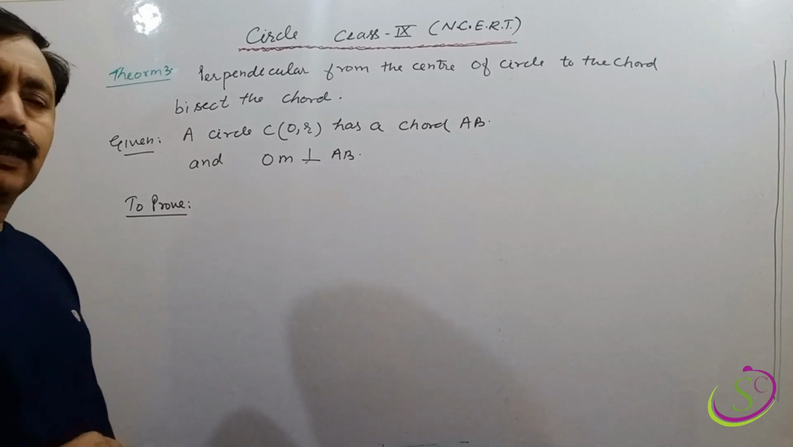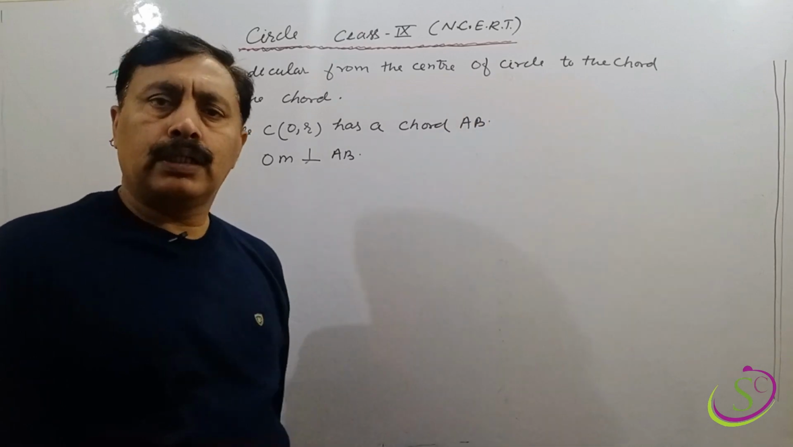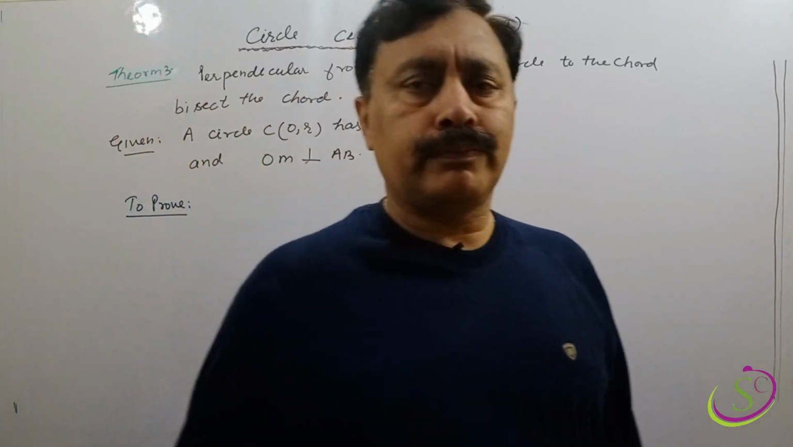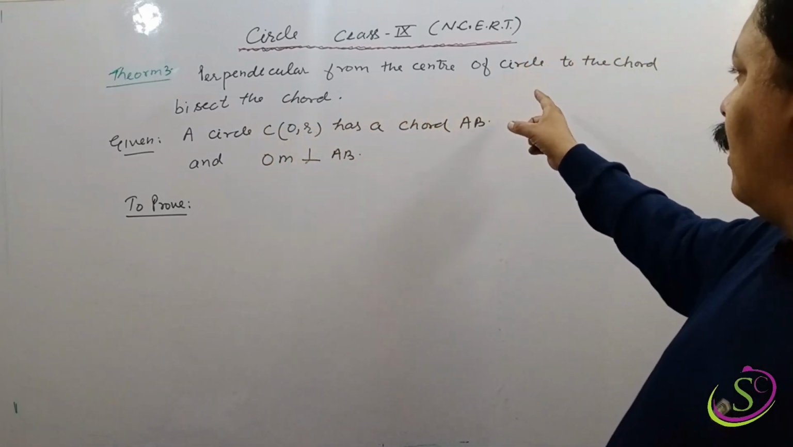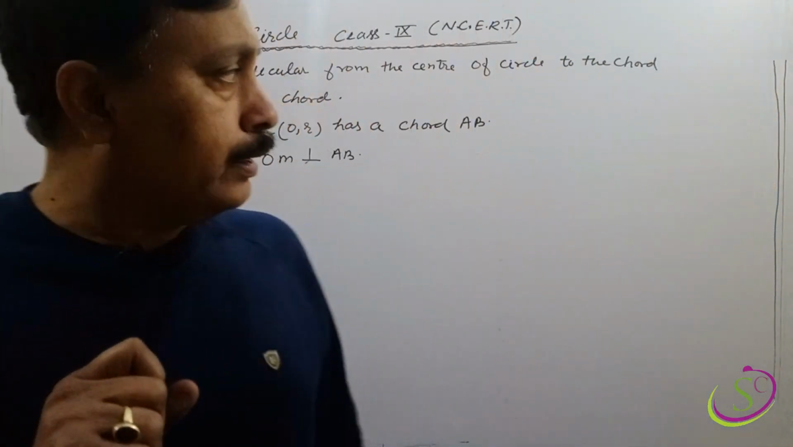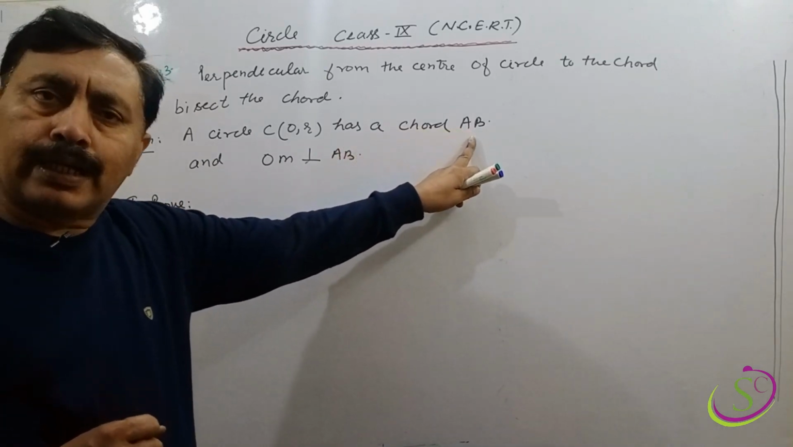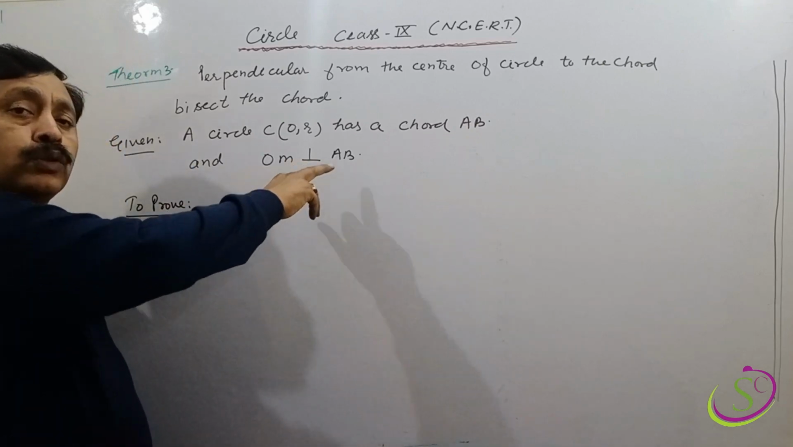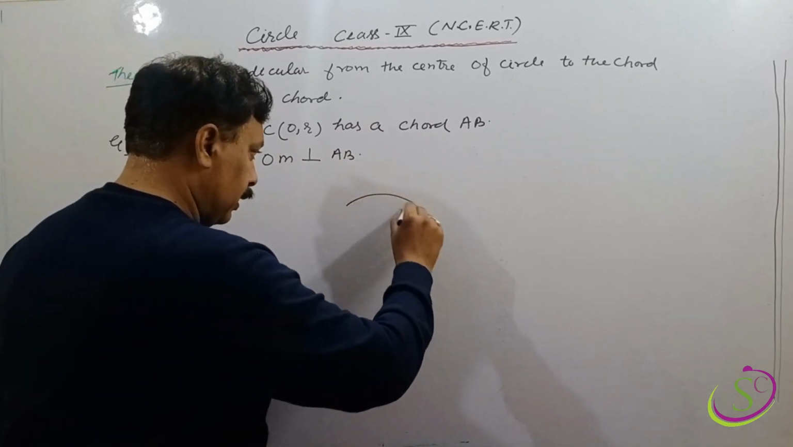Now theorem number three: the perpendicular from the center of the circle to a chord bisects the chord. A very important theorem, an interesting theorem. Again I am repeating, the perpendicular from the center of the circle to the chord bisects the chord. Clear? The given portion is, a circle is given to us with chord AB, and a perpendicular from the center, that is OM, to AB. So we are drawing a circle like this.